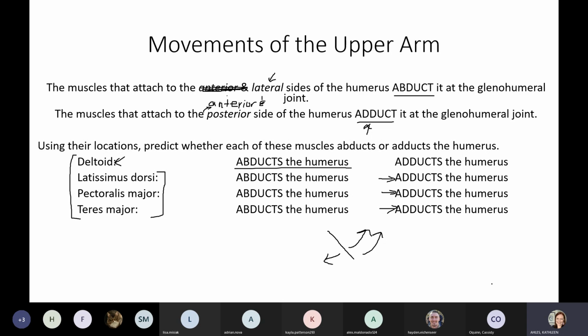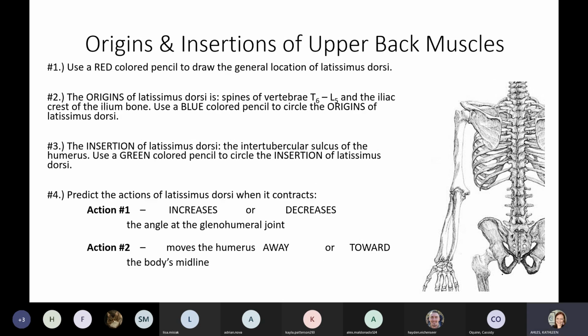So in the brief bit of time I've got left, I want to work with you real fast on the origins and insertions activity for latissimus dorsi. Remind me in the chat, is it the origin or the insertion that does not move when a muscle contracts? Yeah, exactly. The origin does not move when a muscle contracts.